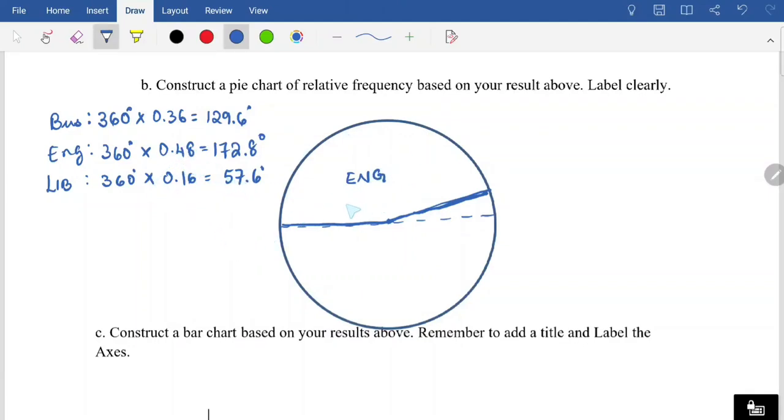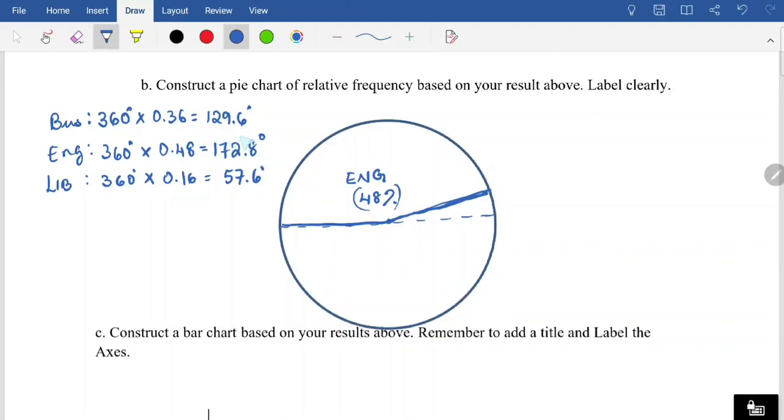Do not write degrees when you're labeling it. Use the relative frequency value or convert that to percentage and say it's 48%. 48%. Now let's do the business.